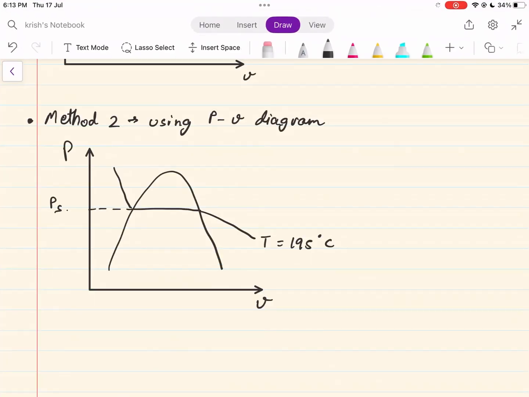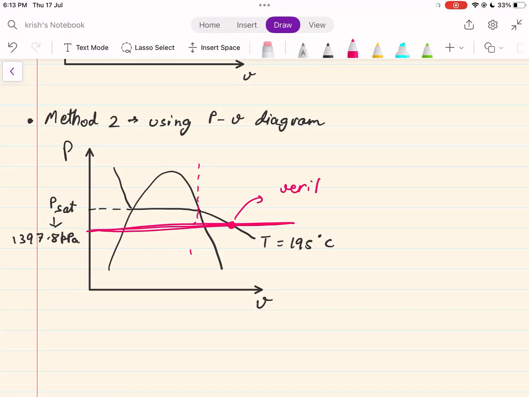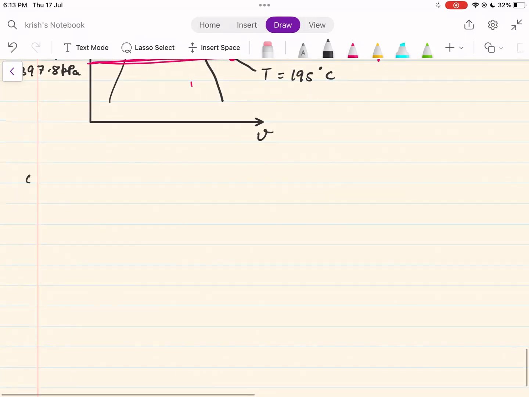1397.8. So Psat is equal to 1397.8 kilopascals. However, our given pressure is only 1000 kilopascals, so it is below this Psat, and clearly it intersects once again in the superheated region. That verifies that water is in fact in superheated phase. Right, let's move on quickly to part C.